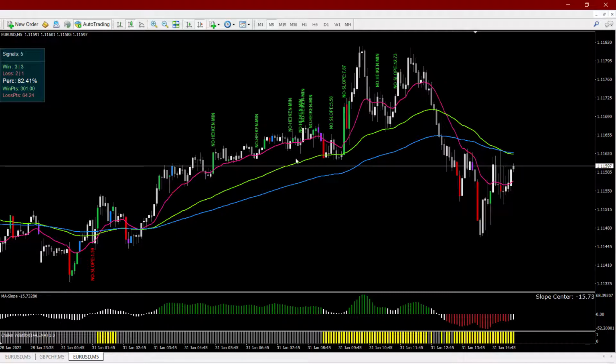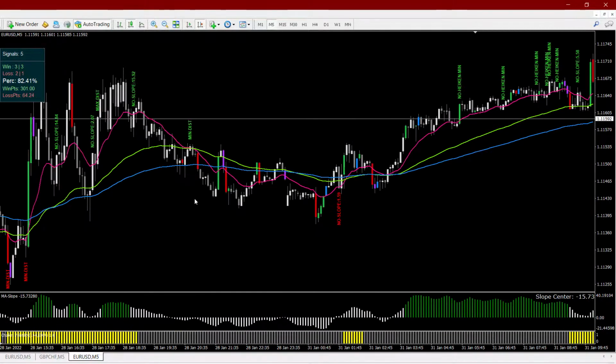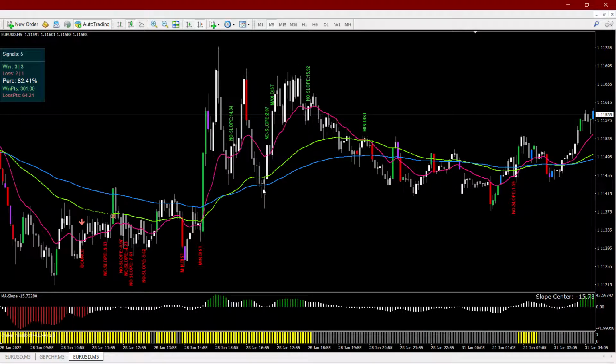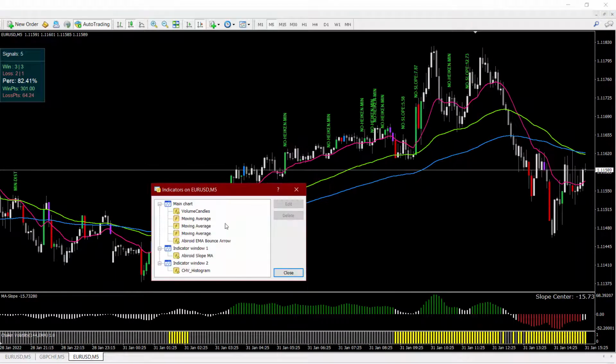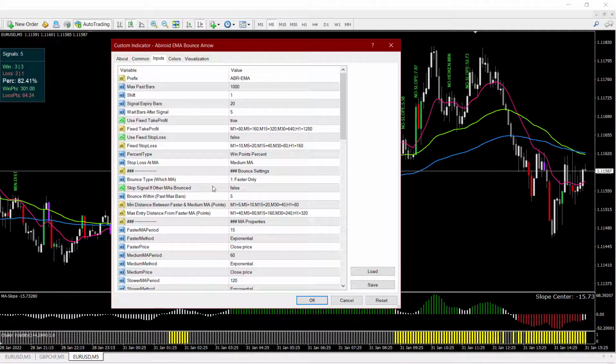If we have the medium MA bounce check, then it will only check for this particular MA, so if price goes below it and above it, it will only check for the middle MA. And you can set that right here.